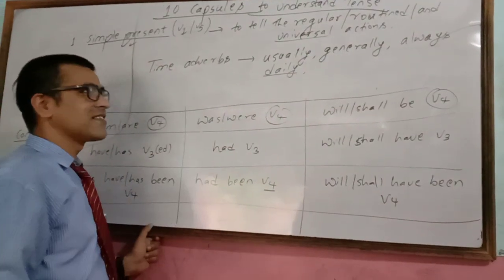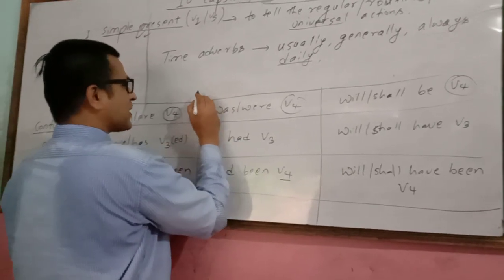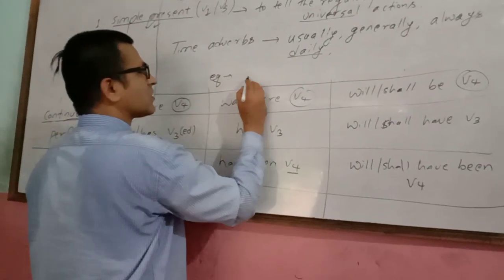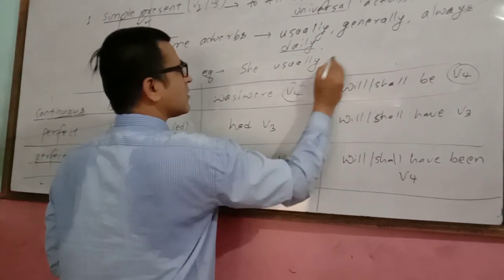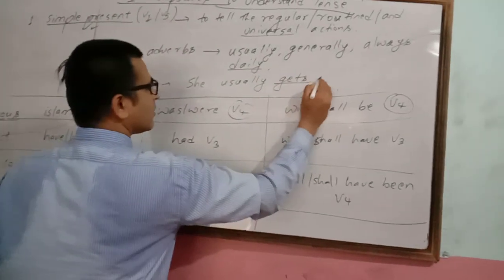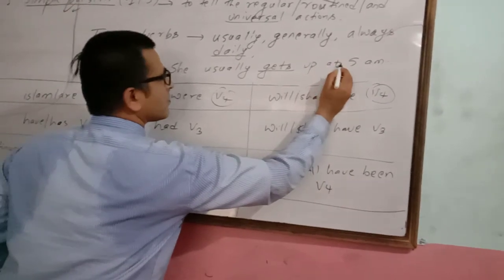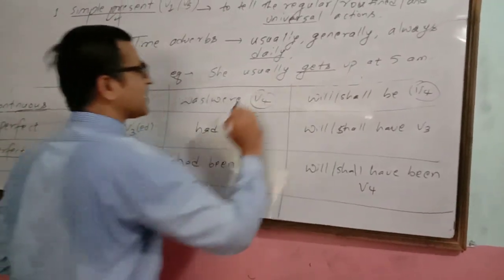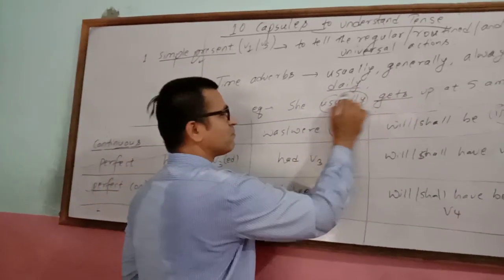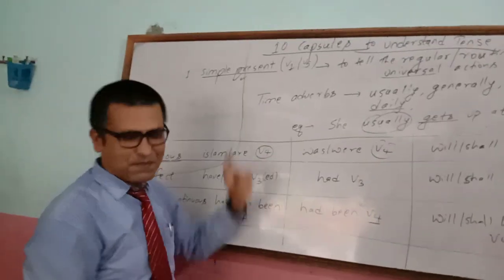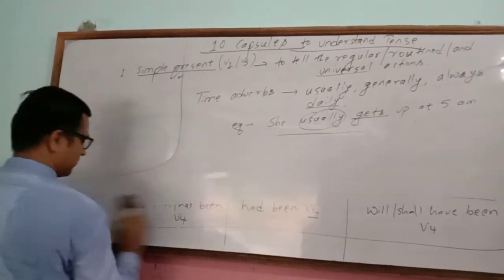For example, the sun rises in the east. An example for this: she usually gets up at 5 a.m. in the morning. So there must be V5, look at that. A singular subject must take V5, and here is usually, because of usually we use simple present tense. Now time for present continuous, second capsule.